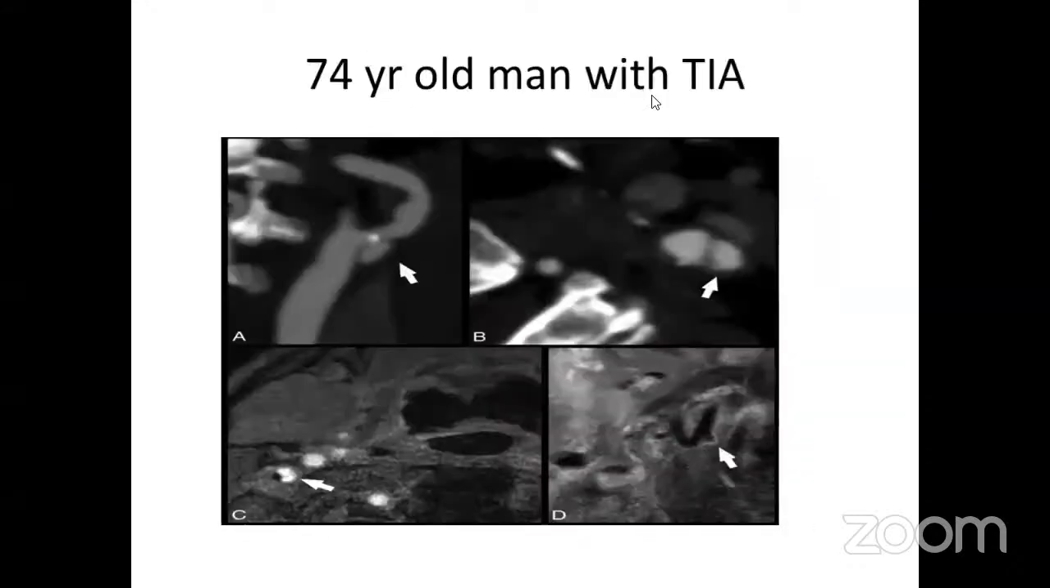And this is a 74-year-old man, another case with TIA. The CT angiogram showed ulceration of the plaque, whereas the MR axial images showed subtle ulceration in an eccentrically located plaque, and on coronal images we can see the faint ulceration of the plaque.